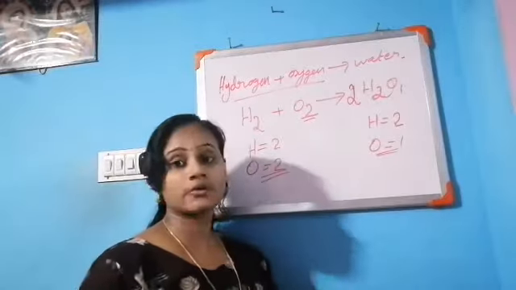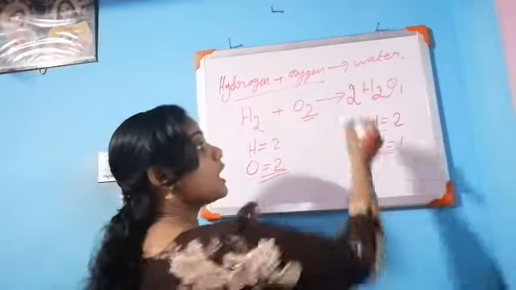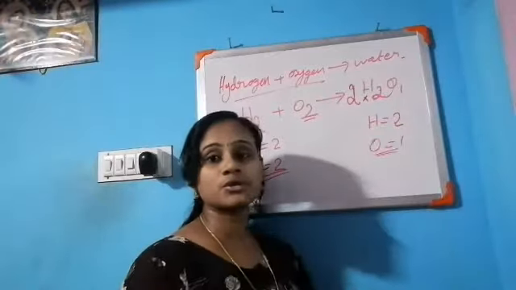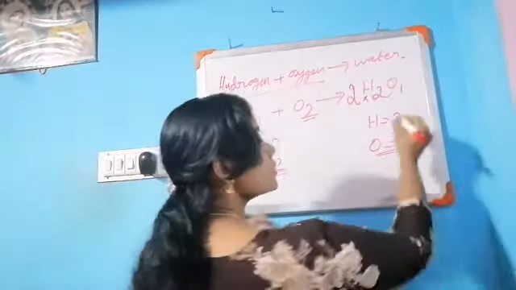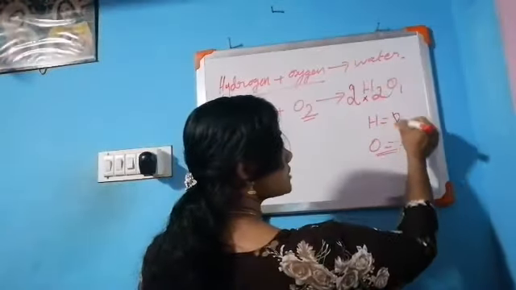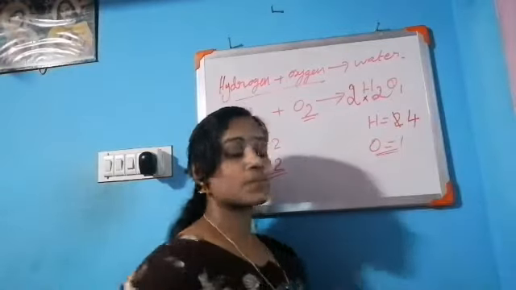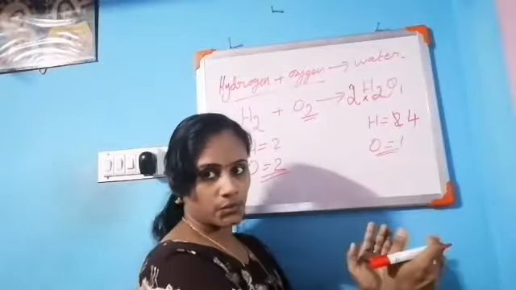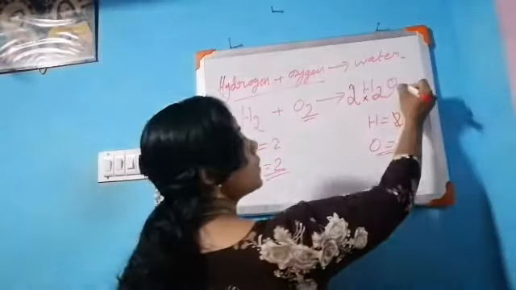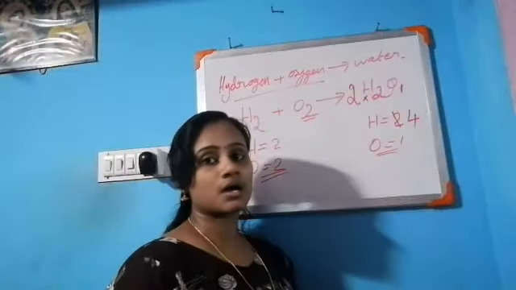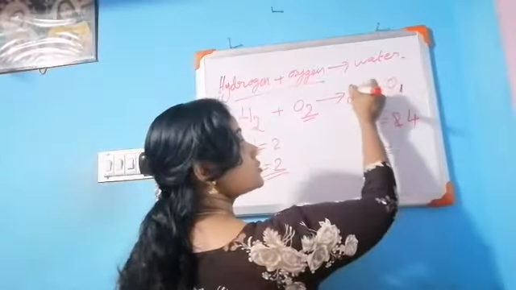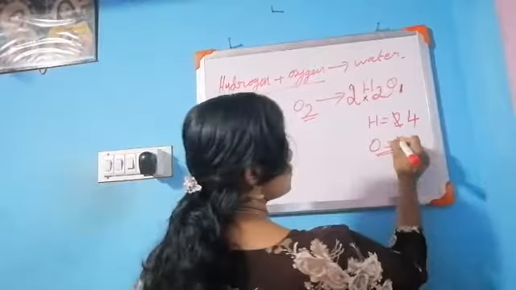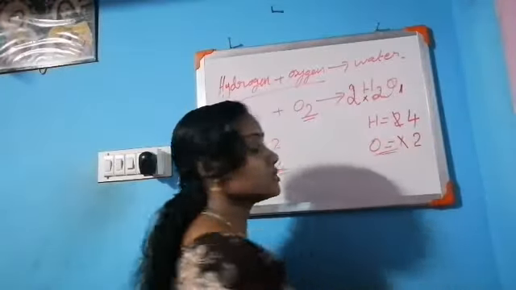Okay, now again we can check. So how many hydrogen? 2 into 2. 2 into 2? 4. So this hydrogen changed to 4. Now product side, how many hydrogen? 4. Okay, so now oxygen number 1 into 2. 1 into 2? 2. So now oxygen number 2.